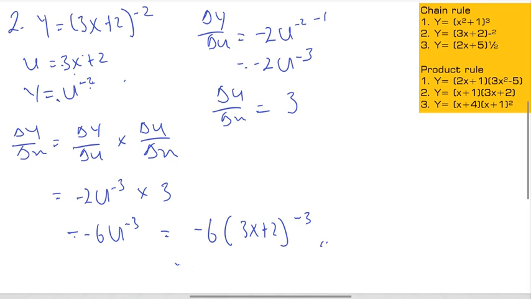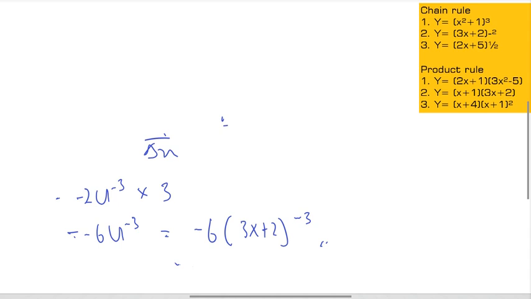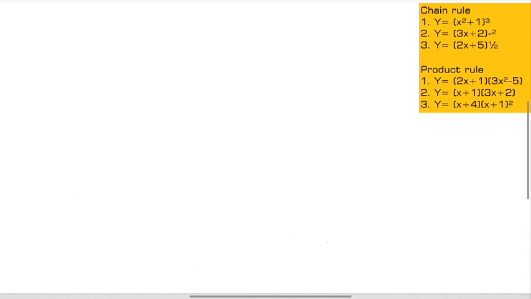So you can see, very simple. I think we did this in less than 2 minutes. So you can see using the chain rule instead of stressing yourself is actually easier and faster. So let's go for question 3.